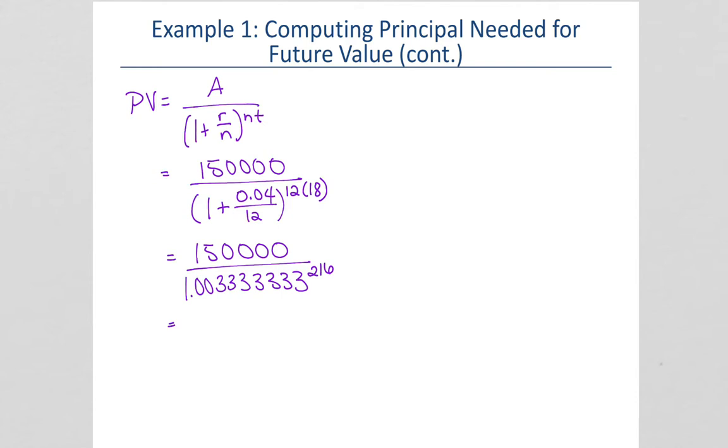So again, if you're using a regular calculator, you're going to want to write down all the decimal places and then 150,000 divided by that number here. Whatever it is, okay? And you should get about $73,100.31. So as long as she has a little over $73,000 right now, she'll be able to save enough for her daughter to go to college in 18 years. Or son, it didn't specify, did it?